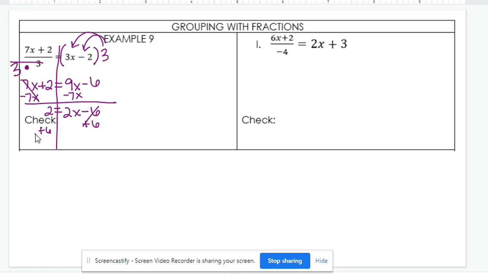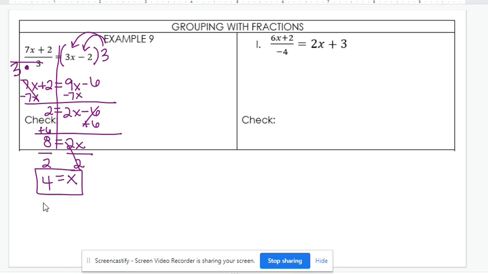6 plus 2 gives us 8. And over here, I only have 2x left because the 6 and negative 6 canceled. Last step, divide by 2. Those cancel out, and I'm left with x equals 8 divided by 2 is 4.